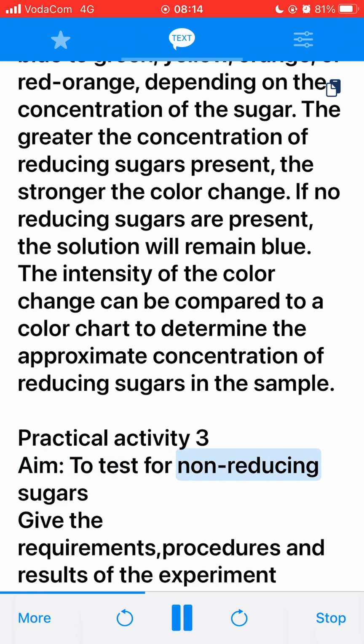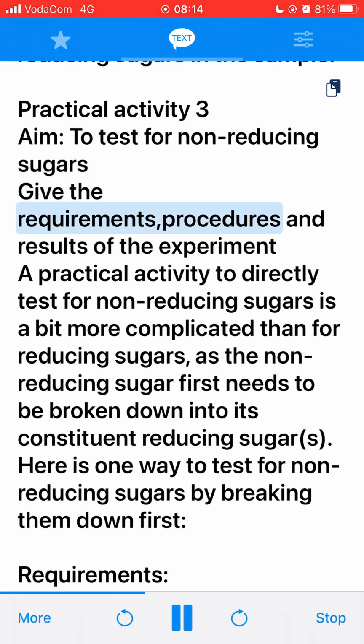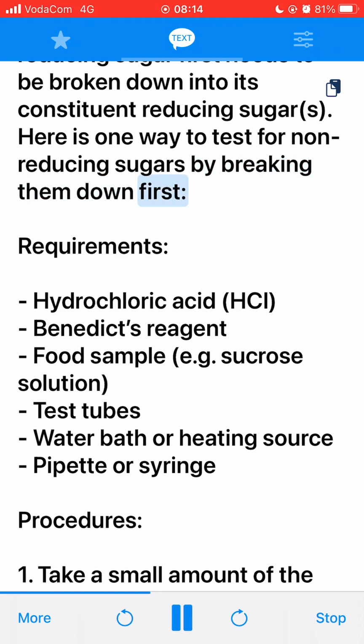Aim: To test for non-reducing sugars. Give the requirements, procedures and results of the experiment. A practical activity to directly test for non-reducing sugars is a bit more complicated than for reducing sugars, as the non-reducing sugar first needs to be broken down into its constituent reducing sugars. Here is one way to test for non-reducing sugars by breaking them down first.